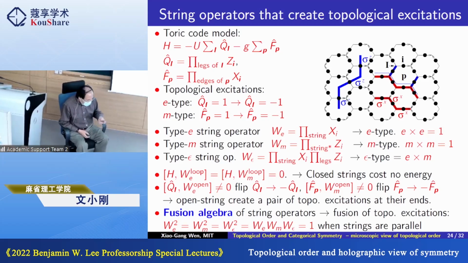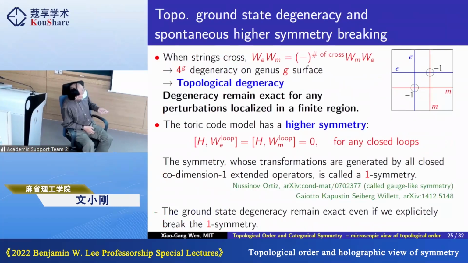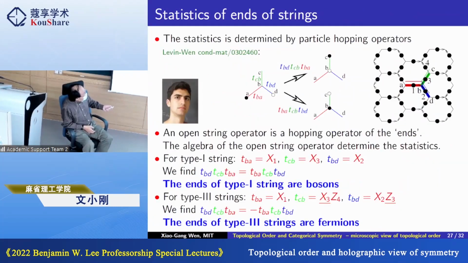Yeah, and so then we come up with the algebra of a hopping operator. The string operator creates a pair of E particles, but you can also say that this string operator is a hopping operator. It's changing an E particle from one position to another position. Okay, so this open string operator is a hopping operator for the E particle.